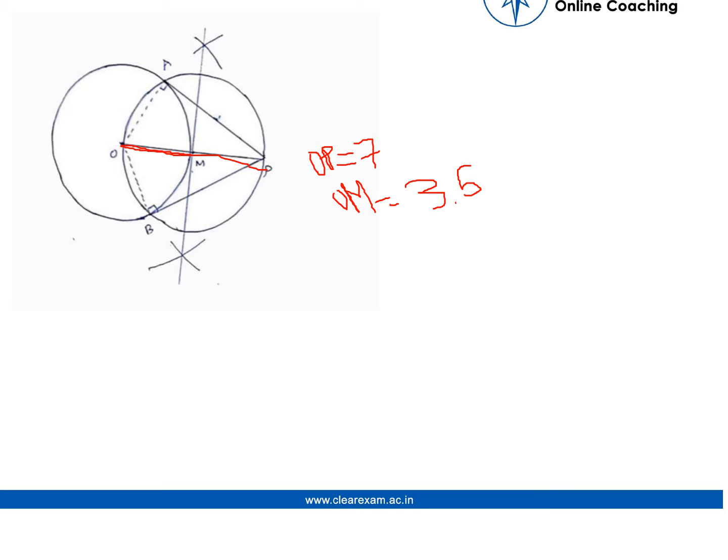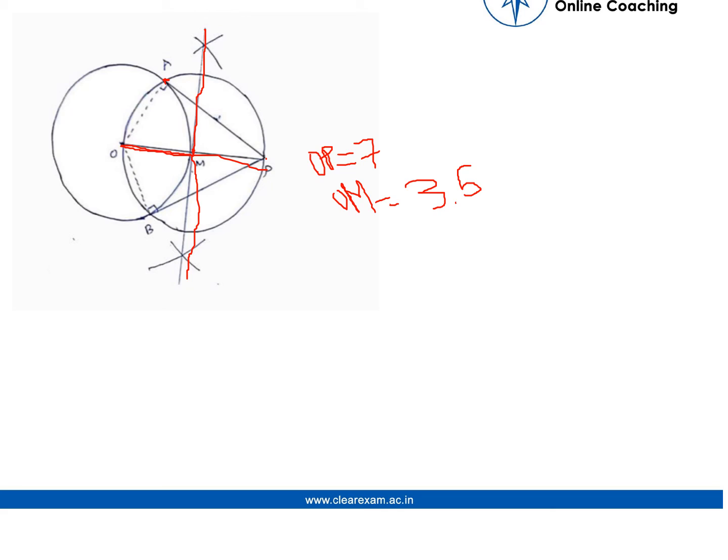So here is our line segment OP, and we draw the perpendicular bisector of this line segment, and here is our perpendicular bisector. Now what we do is we take this M and P as a radius and we draw another circle. So from the perpendicular bisector to point P we draw another circle.